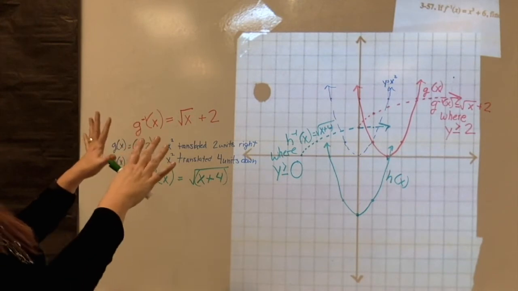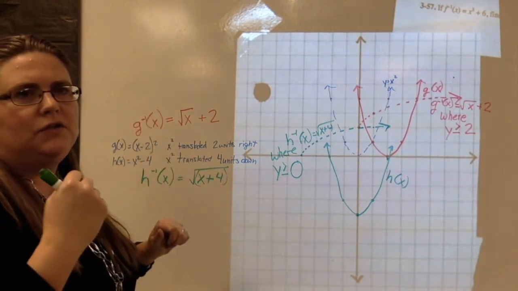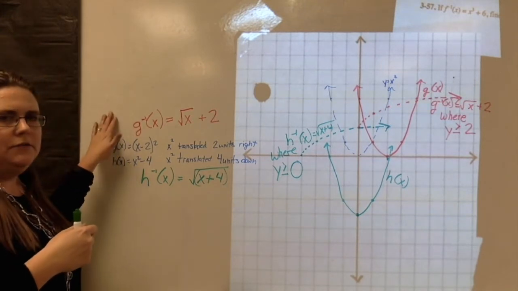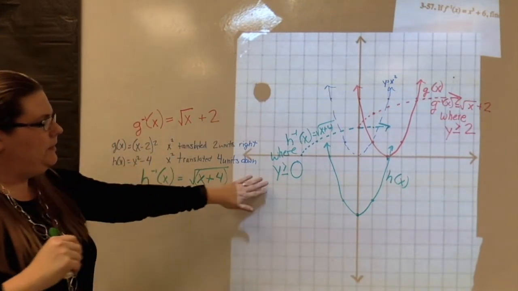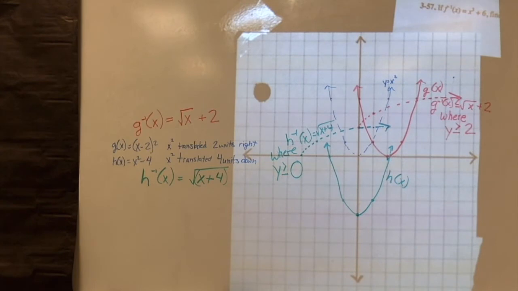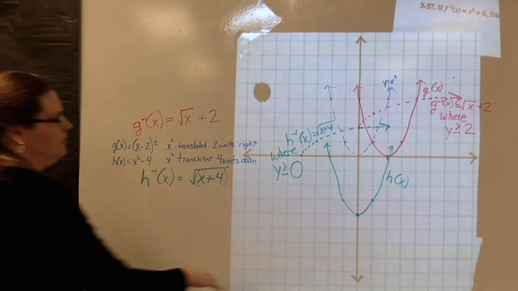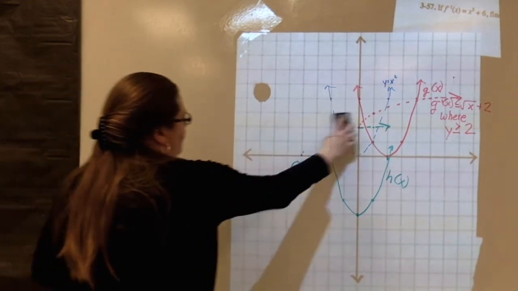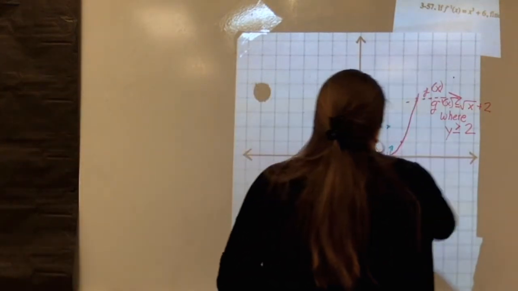So I know that's a lot on one graph, but this is for 3-53 parts A and B. Part A is in red, the graph's in red, and part B is in green. Feel free to pause and rewind if you need to. We have just a couple more.